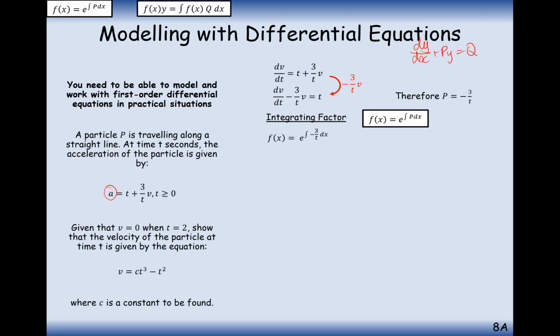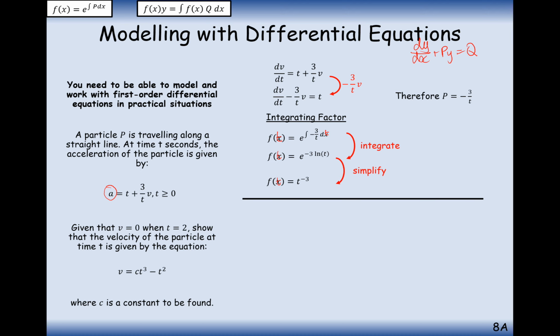So let's work that out then. It's going to be e to the integral of minus 3 over t dt. Integrate it, and we're going to get minus 3 ln t. Then put the minus 3 inside the ln using that rule of powers, and then cancel out the e and the ln, and we get t to the minus 3. So this is our integrating factor. This should all be f of t, beg my pardon.